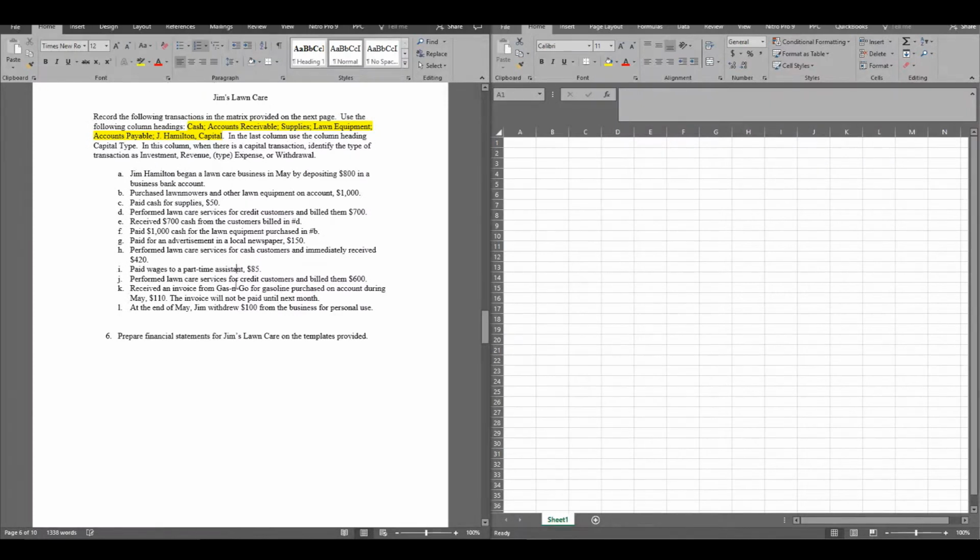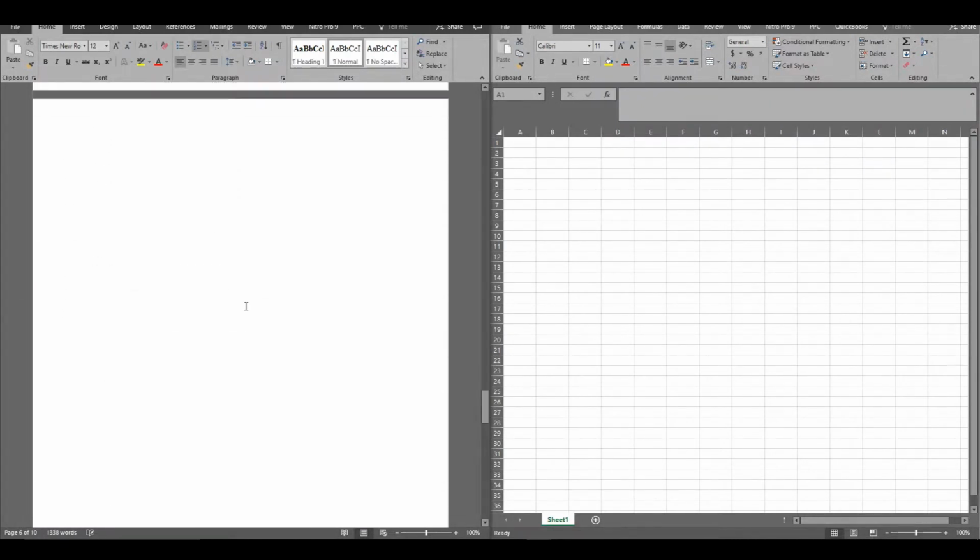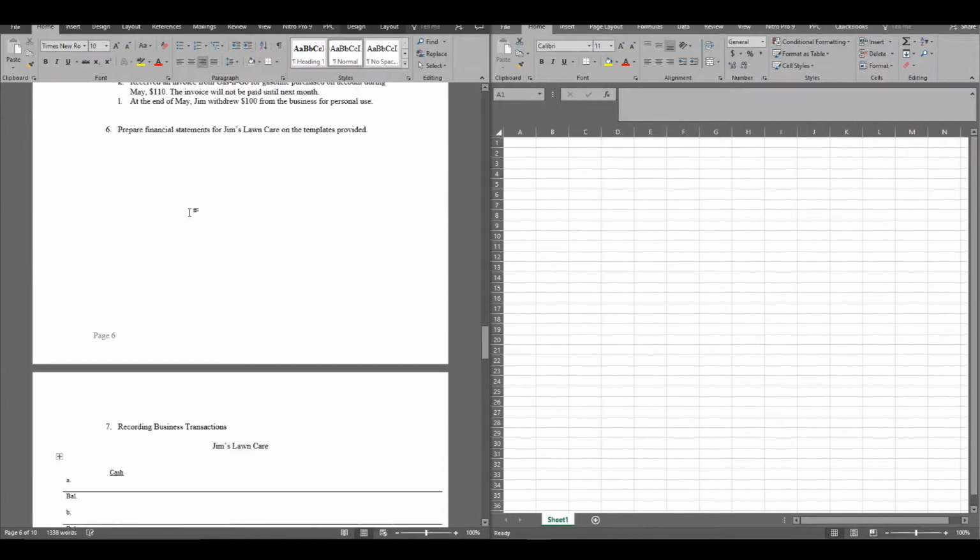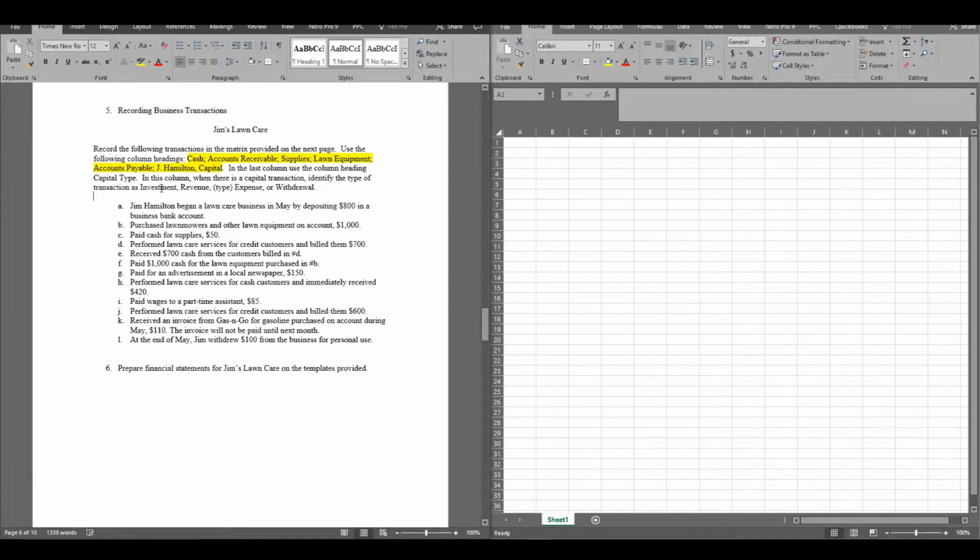In the last column here, for this little thing, it's going to ask us for the account type. So we're going to set something up here where we do that in Excel. And the types that we have are investment, revenue, expense, or withdrawal. Okay? So, this first transaction, Jim Hamilton began a lawn care business in May by depositing $800 in a business bank account.